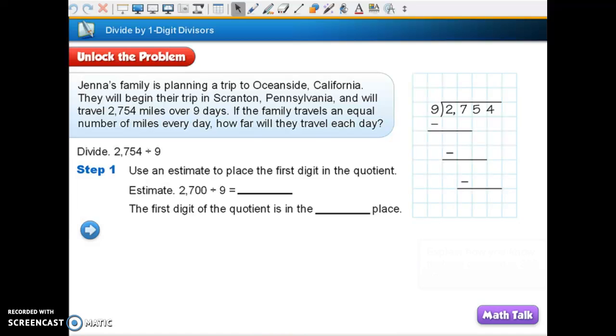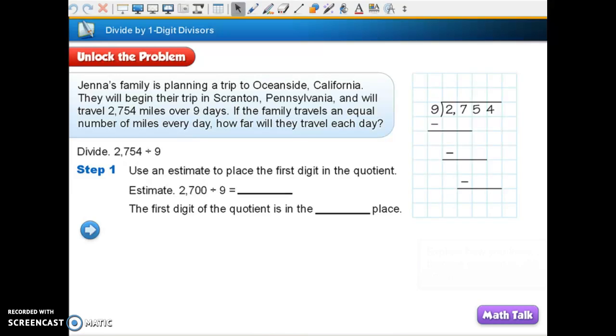I glanced at your homework, and I don't think I see any that are in the, oh, there's one on the back page, in the thousands. Most of them are in the hundreds. Use the estimate to place the first digit in the quotient. So they rounded 2,754 to 2,700. Why? We're dividing by 9. Why would you round it to 2,700?